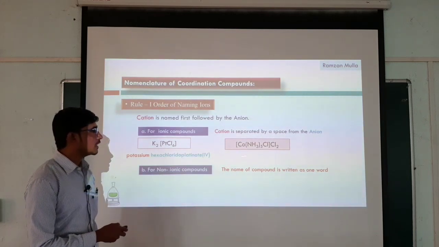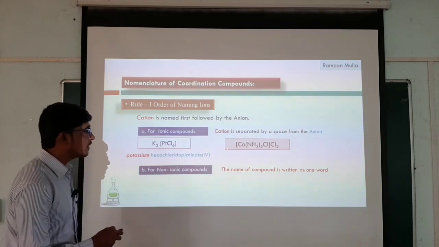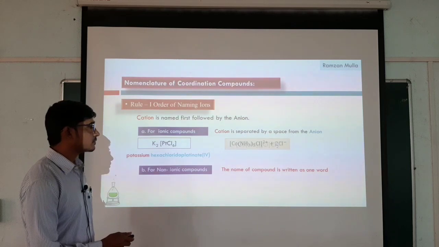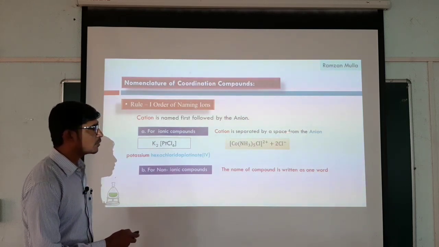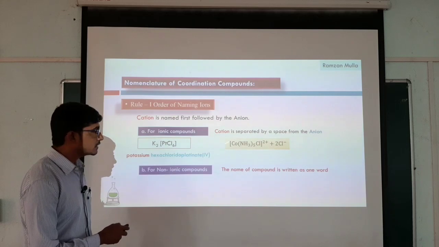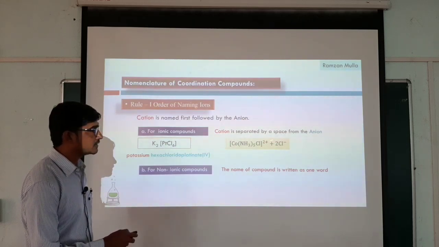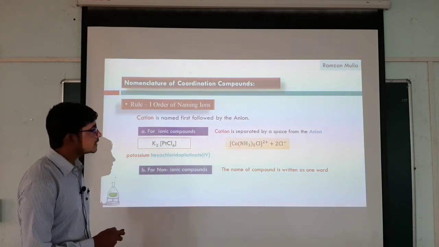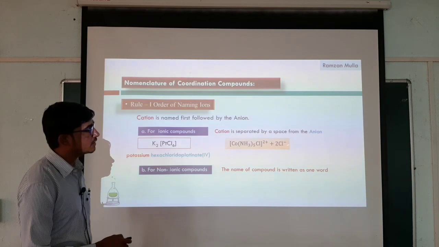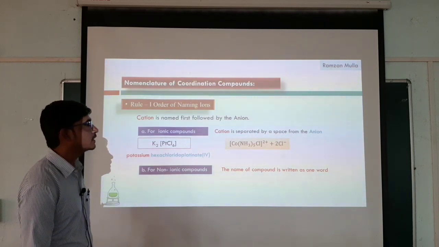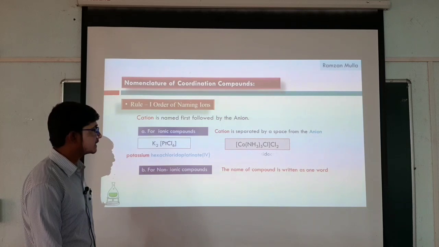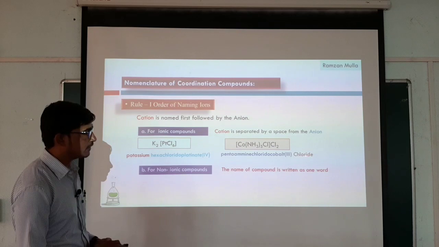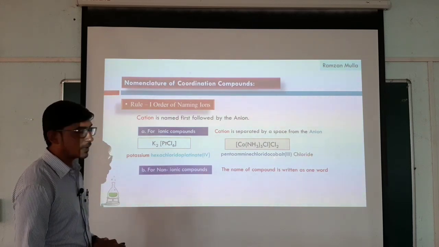Similarly we have a cobalt complex. When this cobalt complex is dissolved in water, it again gives two ions. One is a complex ion and one more is a simple ion. But in this case the complex carries a positive charge and the simple ion carries a negative charge. So first we write the name of this complex ion and then the name of this anion. So the name of this complex is pentaamminechloridocobalt chloride. There I left a space between this chloride and this complex cation.